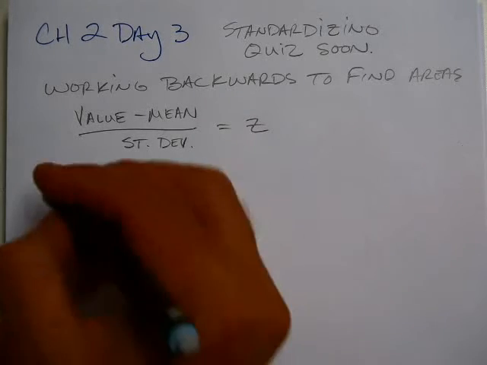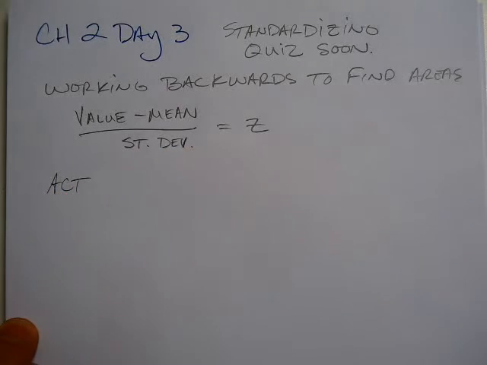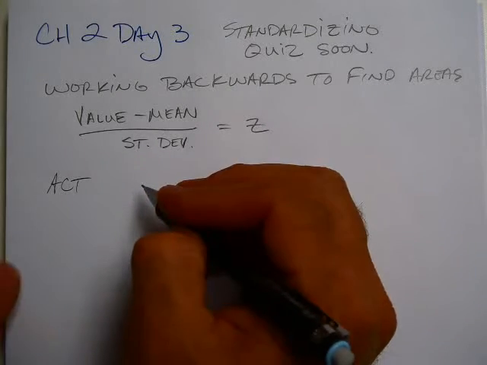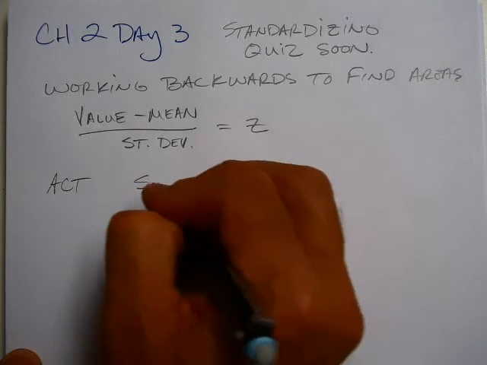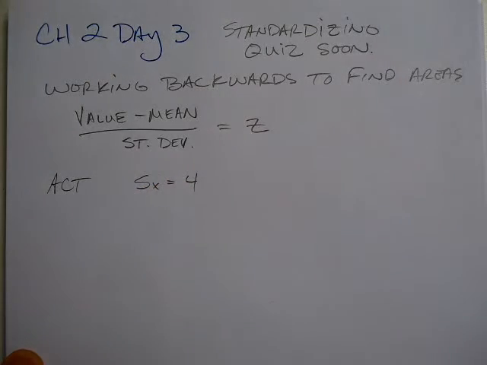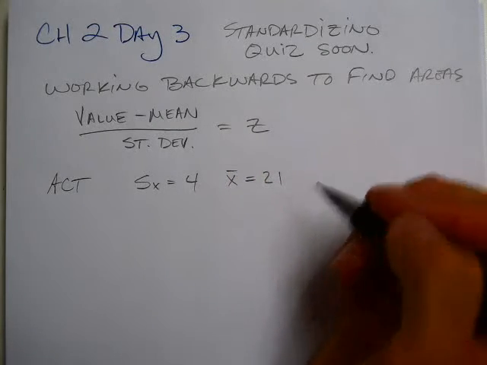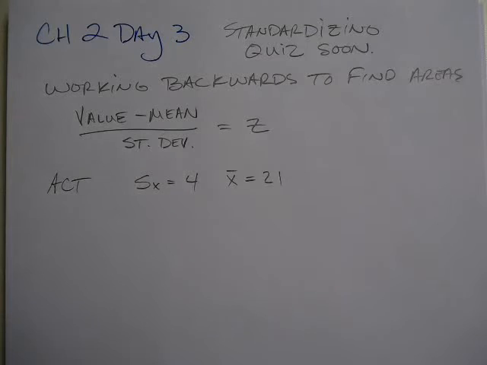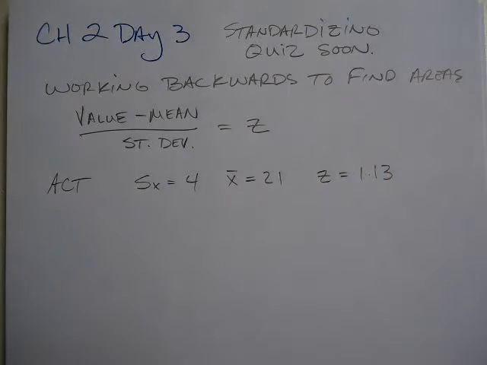So let's take an example of an ACT score. So don't quote these numbers as being exact. I think they're close. Let's say the standard deviation is 4 points. X bar is 21. And let's say that you know that your z-score was 1.13. Let's say this is you. But you don't know your score. So what's your score?